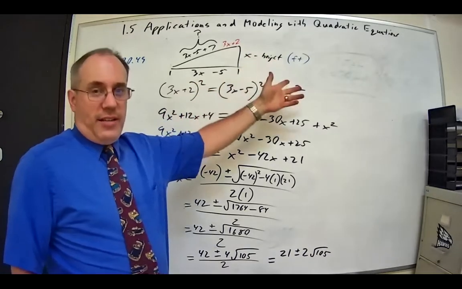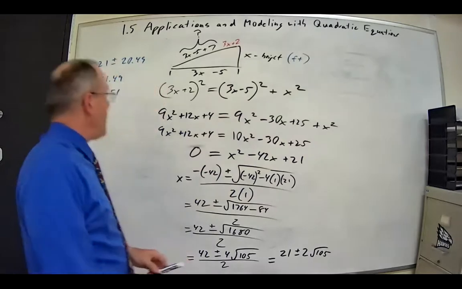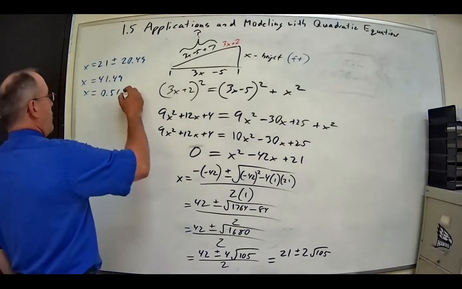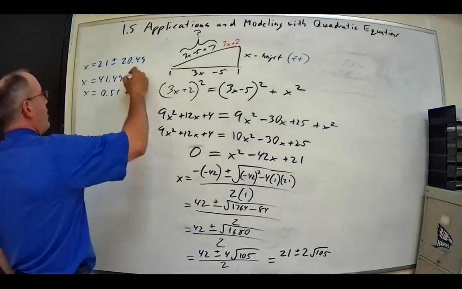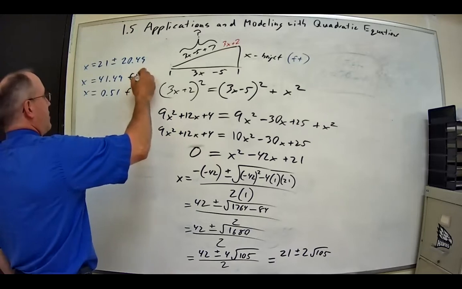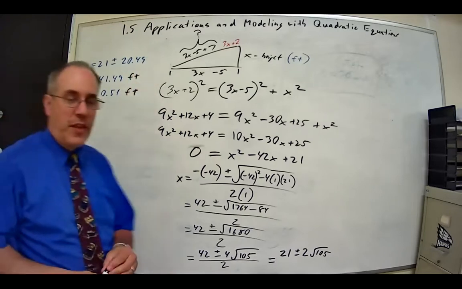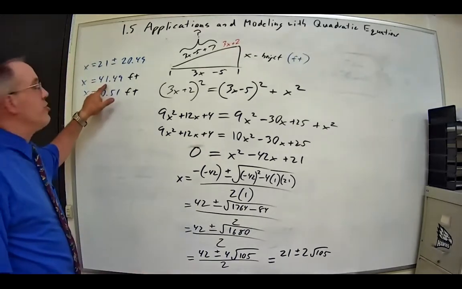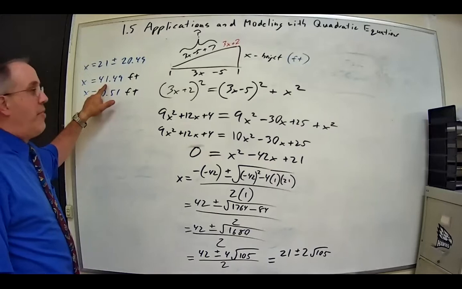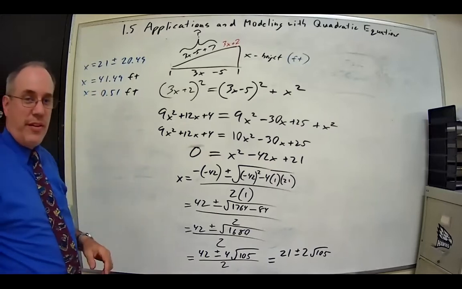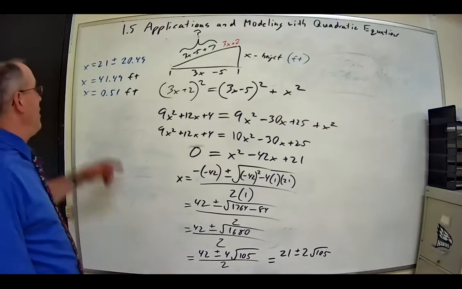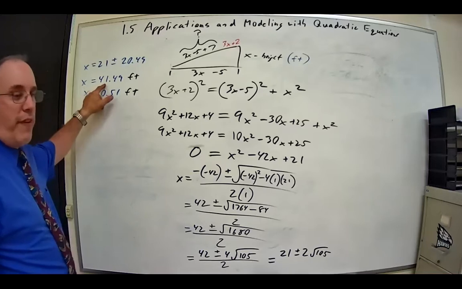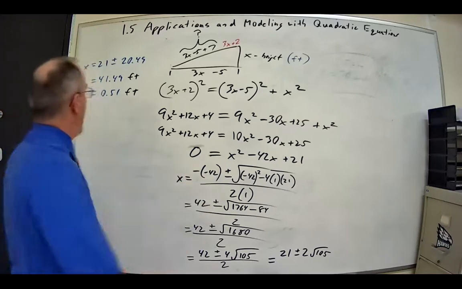X represents the height. So either the height of this ramp is 0.51 feet or it's 41.49 feet. Common sense tells us there is no way that this access ramp to an outdoor sitting area is going to have an elevation change of 41.5 feet. It's not going to happen.